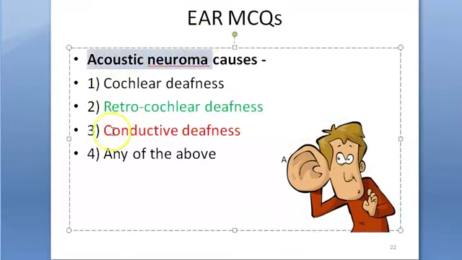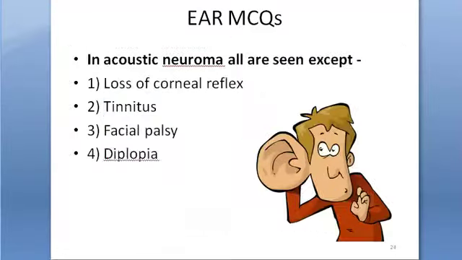So the one thing that at least you understood is the sensory neural hearing loss will be more marked in high frequencies. Sounds something like presbycusis. Let's move on, guys.